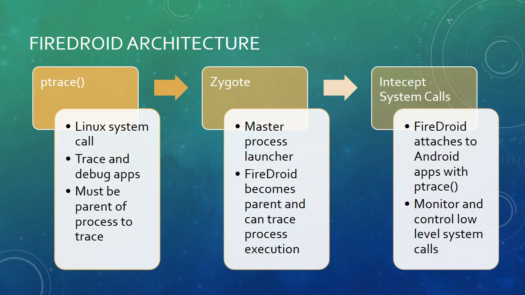Now, FireDroid works a bit differently. It doesn't rewrite apps at all, and it works with all existing apps, including built-in system apps and any apps that use native code. It works by taking advantage of a feature that Android inherited from the Linux kernel, which is at the heart of the Android OS. That feature is called ptrace, and it's a Linux system call that allows one process to attach to another process and trace and control its execution.